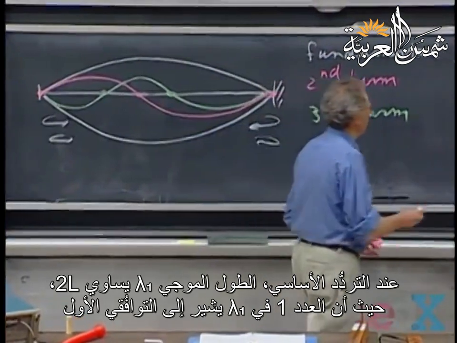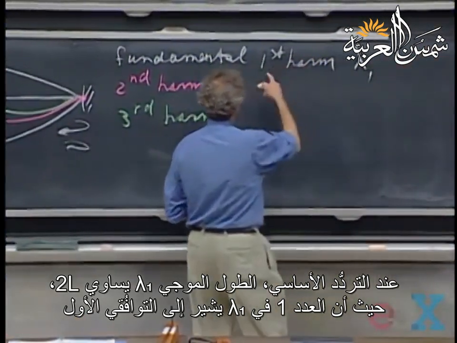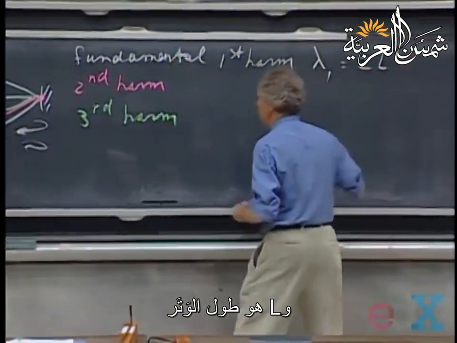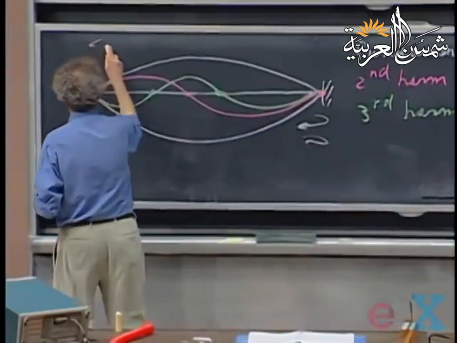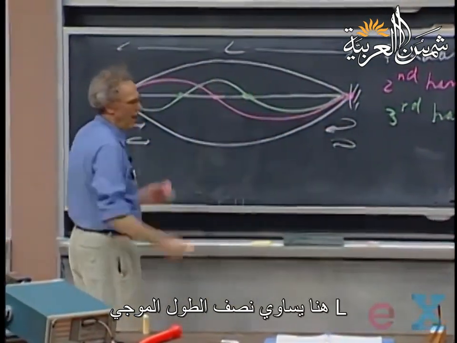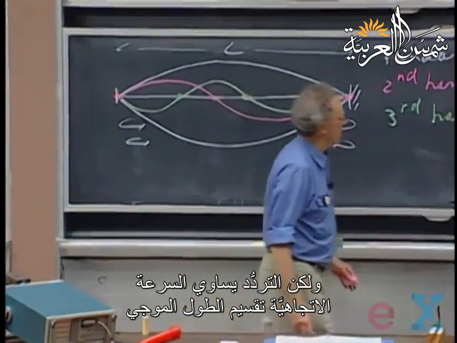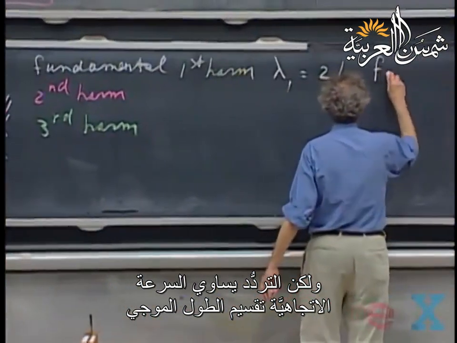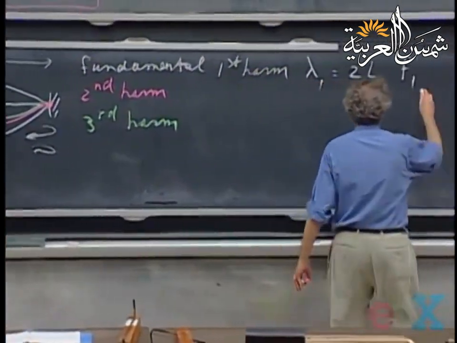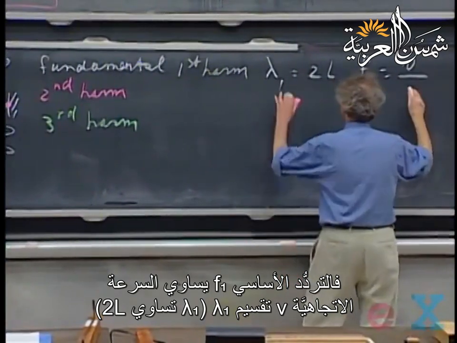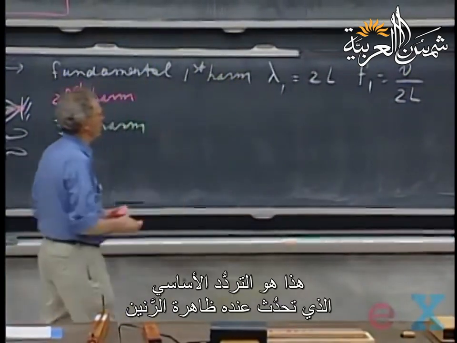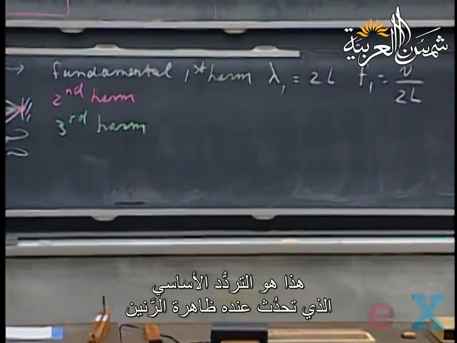And so for the fundamental, lambda 1, the 1 refers to the first harmonic, is 2L, if L is the length of my string. This is L. You only have half a wavelength here, so lambda 1 is 2L. But we know that the frequency is the velocity divided by the wavelength. We see that there. Frequency is velocity divided by the wavelength. So the frequency f1 is the velocity divided by lambda 1, so that's divided by 2L. So that's the frequency in the fundamental for which this resonance phenomenon occurs.